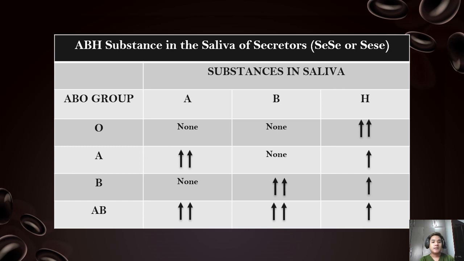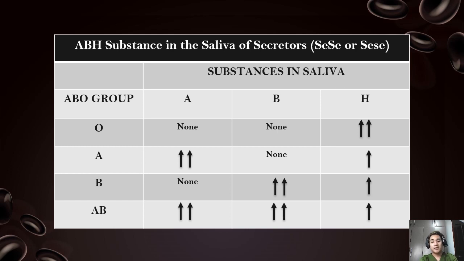So this table shows the presence and the relative concentrations of the ABH substances, or ABH antigens, in secretions from secretor individuals, or those who have inherited the Se gene. We have here your ABO blood groups showing the corresponding ABH substances present in saliva, while the arrows represent the concentration of the ABH substance of each corresponding blood group. Okay, class, take note that these tabular representations are for those secretor individuals.